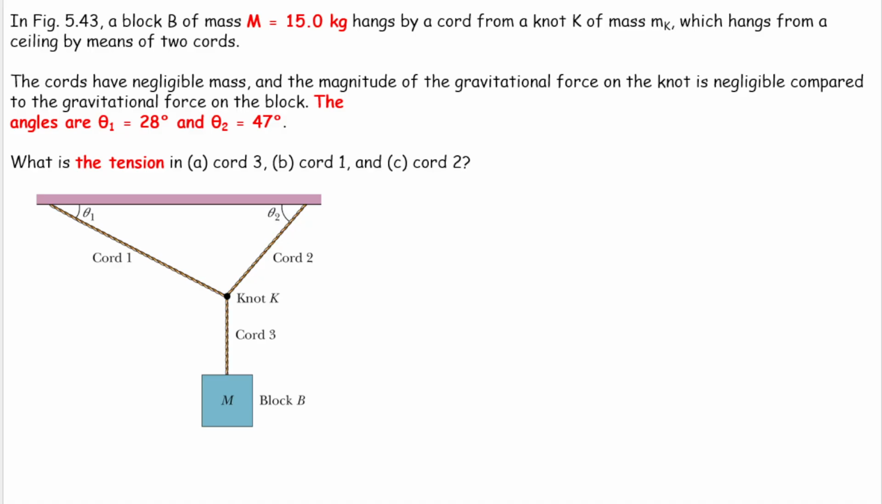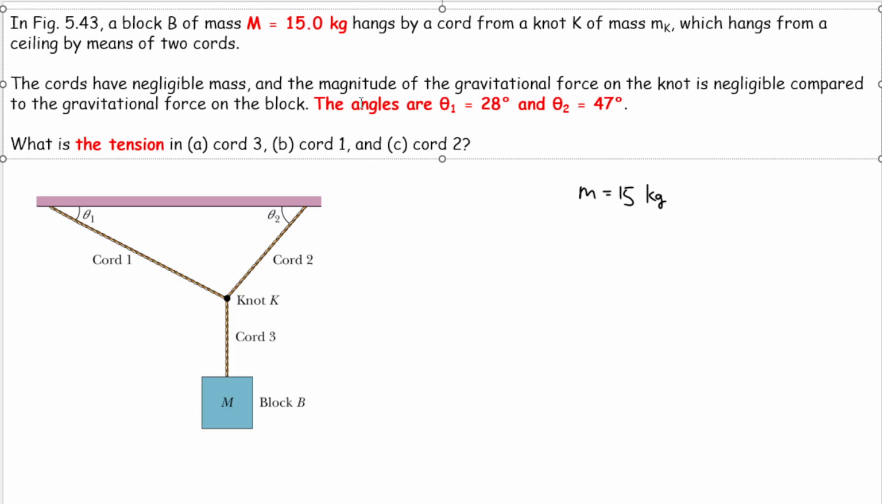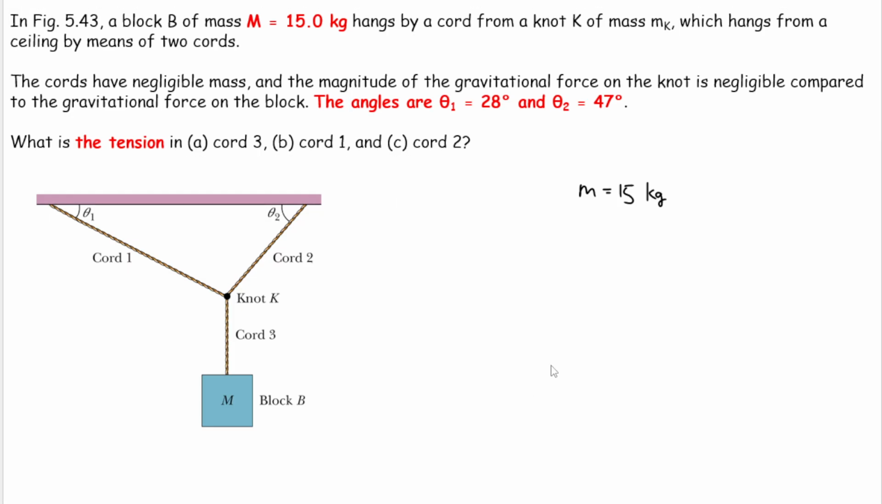In figure 5.43, a block B of mass M is equal to 15 kilogram. Okay, let's write that. So I'll have the mass is 15 kilogram, and it hangs by a cord from a knot K of mass mK, which hangs from a ceiling by means of two cords. The cords have negligible mass, and the magnitude of the gravitational force on the knot is negligible compared to the gravitational force on the block. The angles are theta 1 is 28 degrees and theta 2 is 47 degrees. And the question is, what is the tension in cord 3, cord 1, and cord 2?